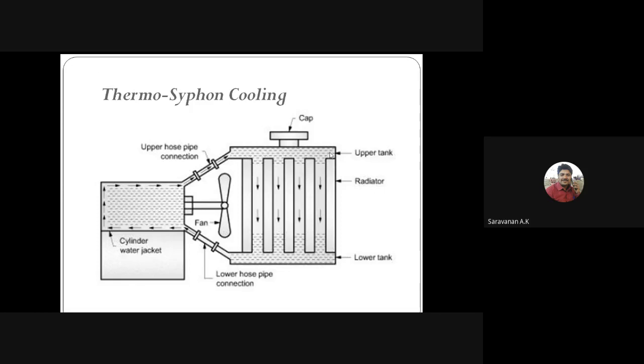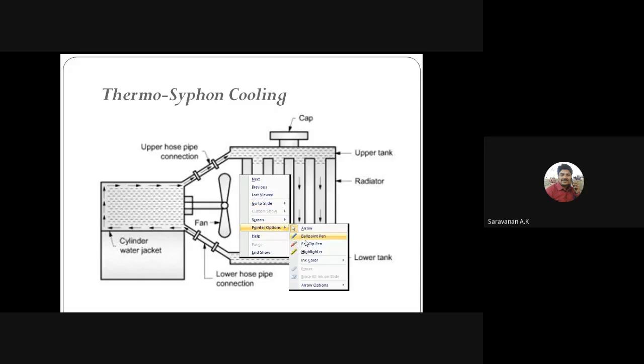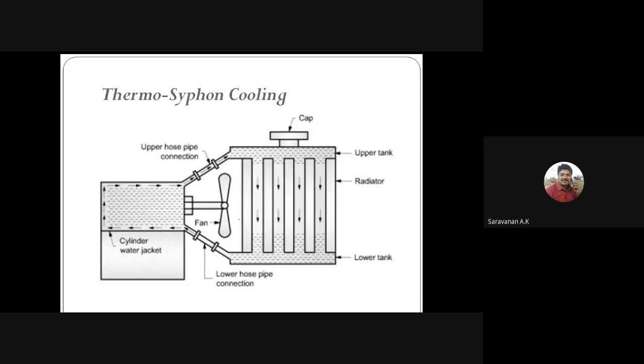Here the density will be low. Once the fan rotates, the air will be passing in this direction, and the air cools the water. The hot water's density somewhat increases, so the higher density water passes through to the lower tank due to gravity. This type of cooling system is called the thermosiphon cooling system.